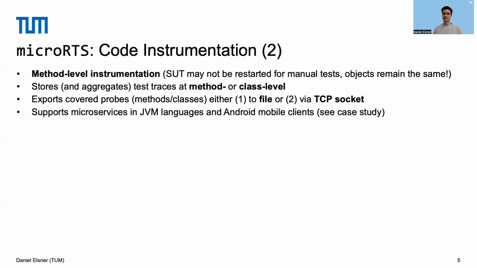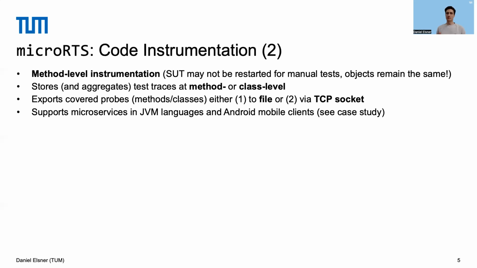Why is that? Well, consider a system under test that you start once in the beginning and then you run your entire regression test suite against that one deployed system under test. So it might be that objects are created on the first test case and they're reused across all the following tests as well. And therefore, if you only instrument object creation, we would miss these covered code parts that are used throughout the tests that are subsequently run. So we need to instrument the methods of the objects here.